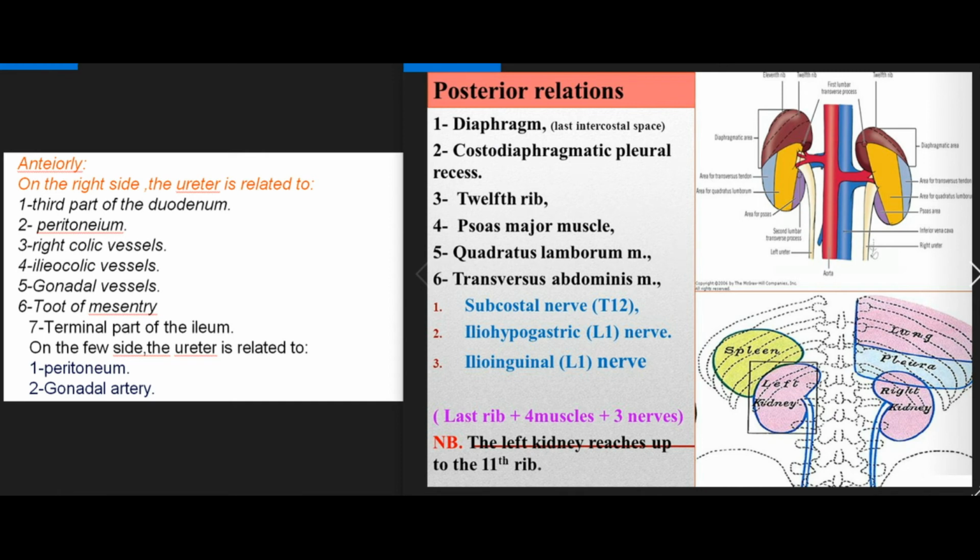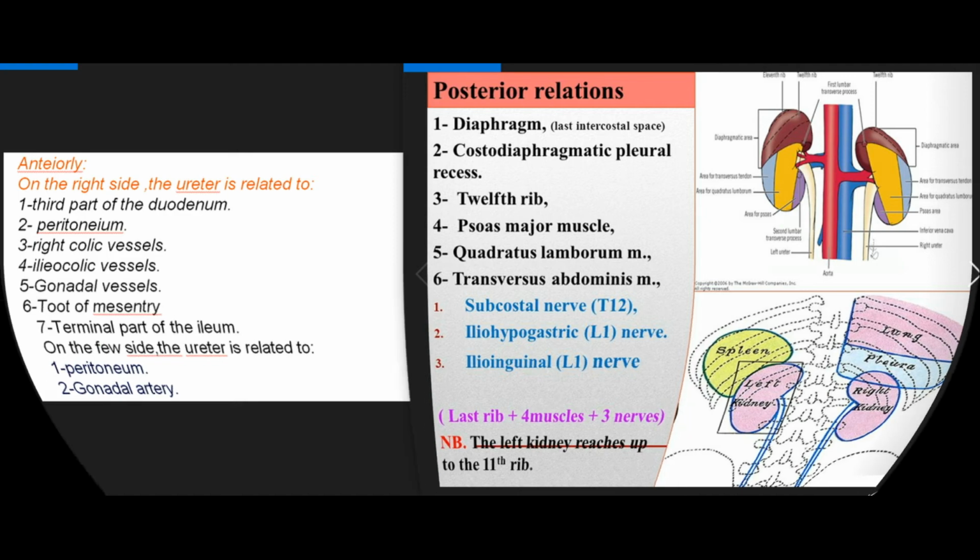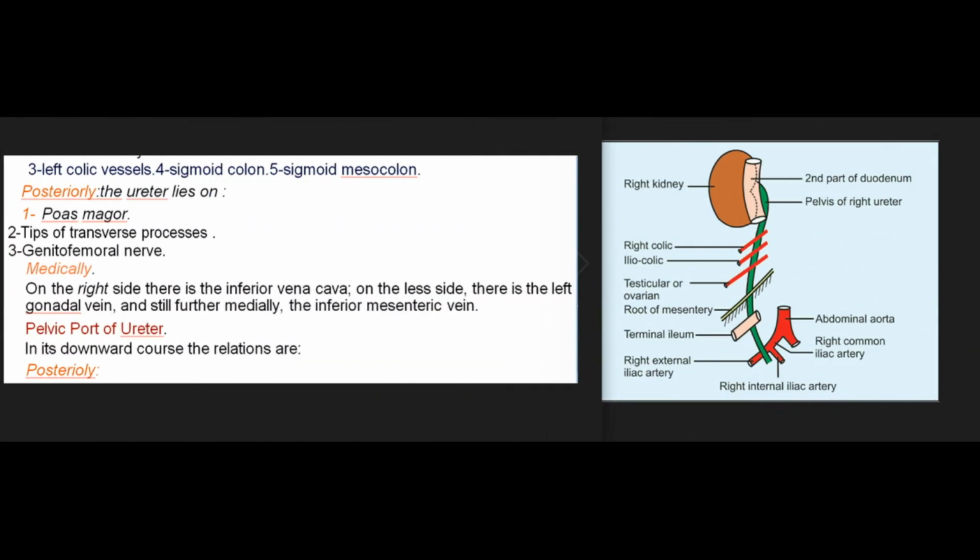Abdominal part of ureter. Anteriorly, on the right side the ureter is related to: 1. Third part of the duodenum. 2. Peritoneum. 3. Right colic vessels. 4. Ileocolic vessels. 5. Gonadal vessels. 6. Root of mesentery. 7. Terminal part of the ileum. On the left side the ureter is related to: 1. Peritoneum, 2. Gonadal artery, 3. Left colic vessels, 4. Sigmoid colon, 5. Sigmoid mesocolon.